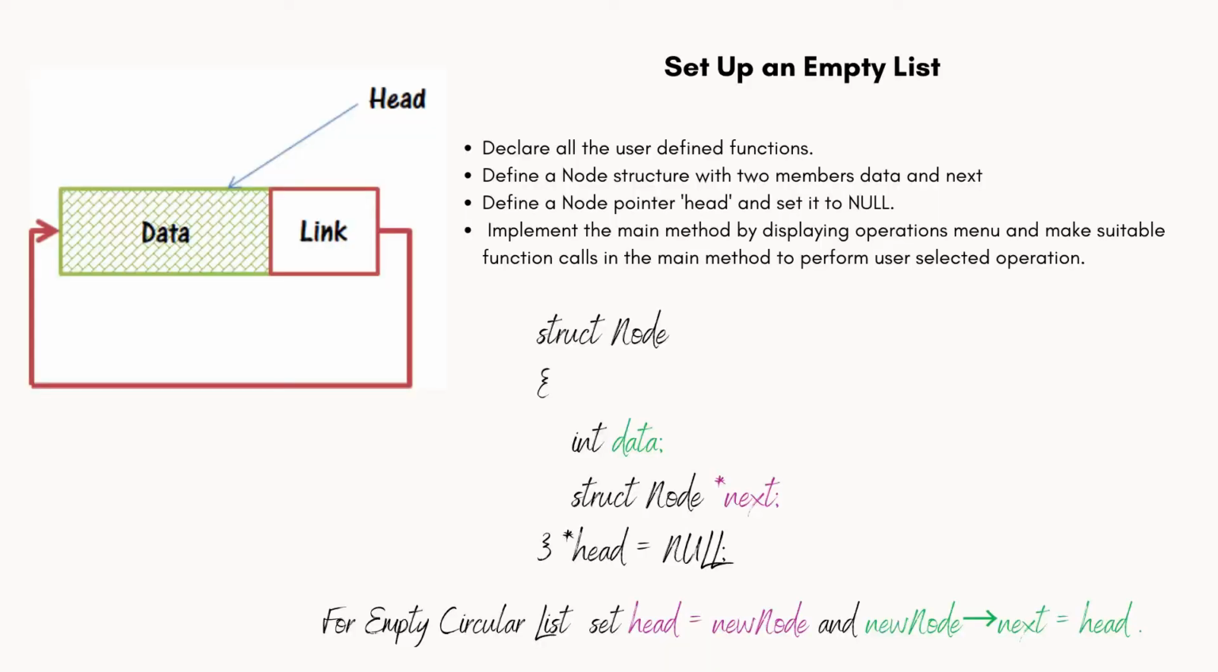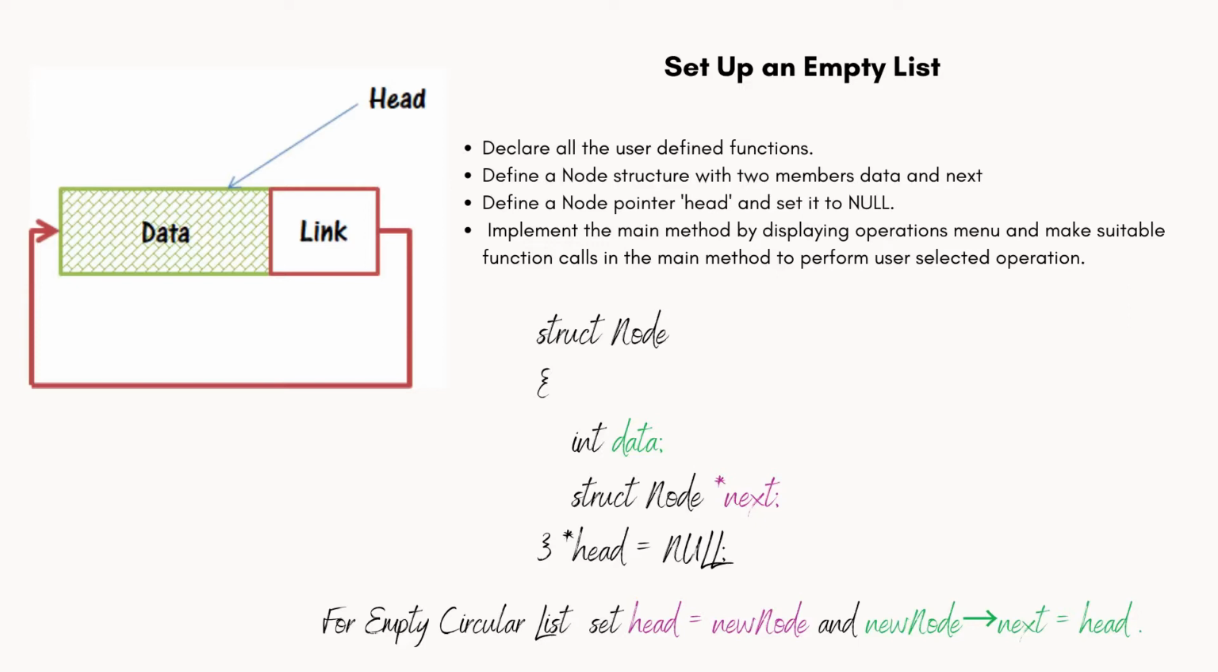To set up an empty circularly linked list, we have to declare all the user-defined functions, define a node structure with two members, data and next, define a node pointer head, and set it to null. We have to implement the main method by displaying the operations menu and making suitable function calls in the main method to perform user-selected operations. The operations can vary from insertion, deletion, and display.